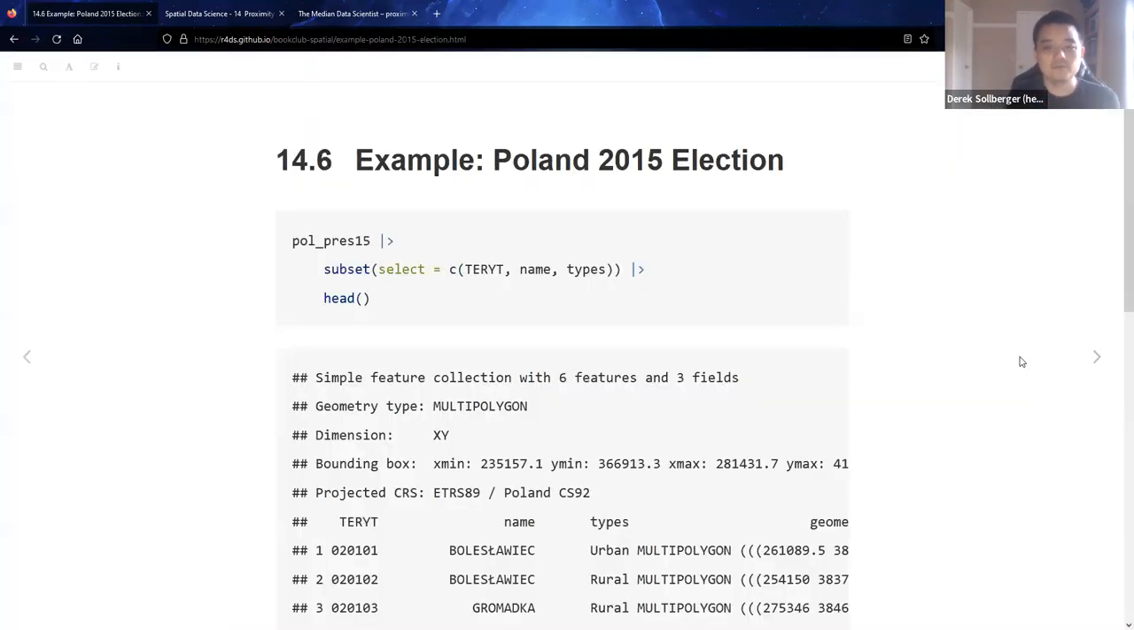So let's see an example. We're going to look briefly at the Poland 2015 presidential election. This data set was in the spDataLarge package. For viewing purposes, we are going to briefly look at the territory, the code name, the Polish name for the territory, and the data type.